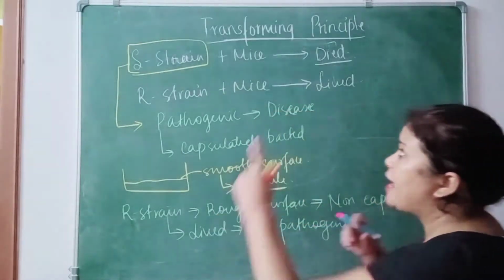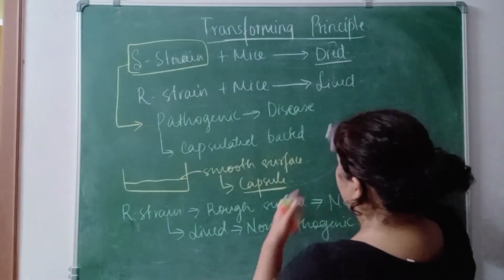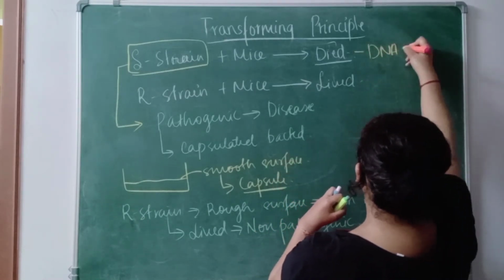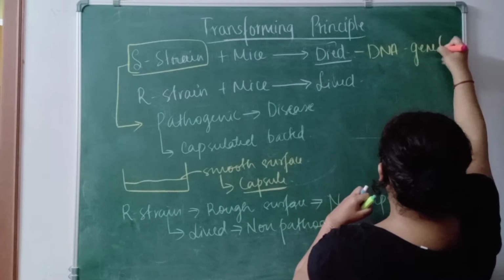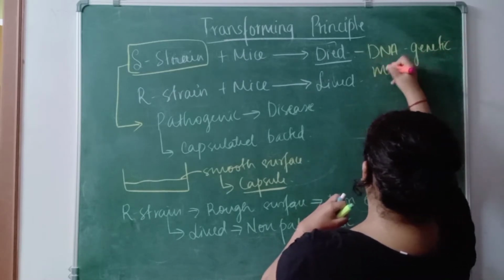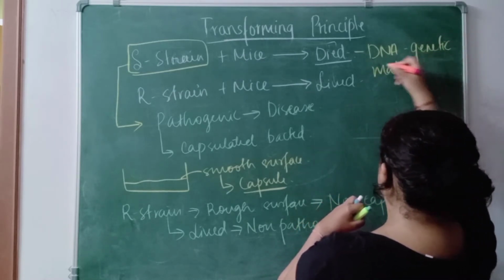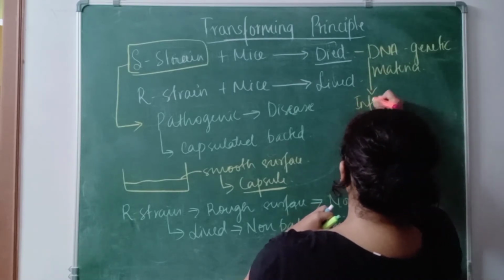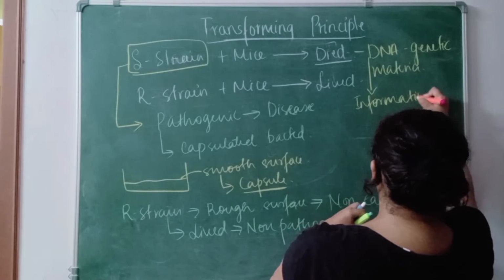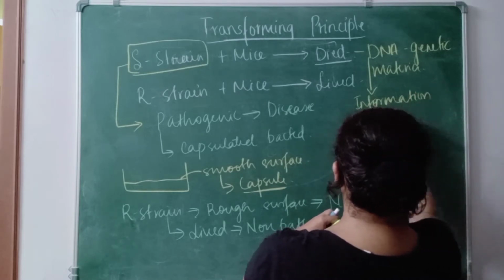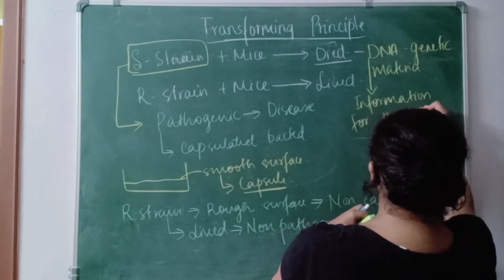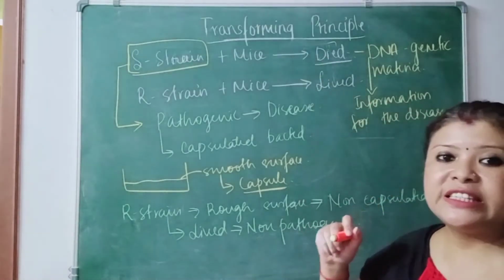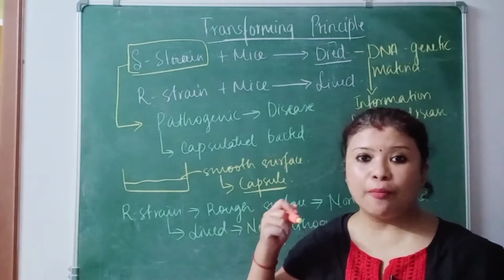It has information of the disease, and that's why the disease is caused in the host. So definitely the DNA which was present in the S strain bacteria, the genetic material, had the information for the disease. Therefore, the mice died due to pneumonia.